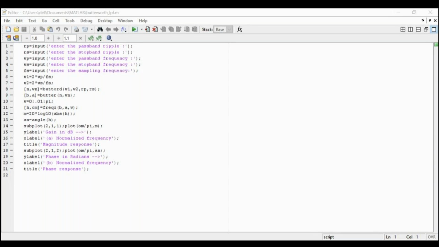Omega 1 is equal to 2 times omega p by Fs, omega 2 is equal to 2 times omega s by Fs. These are called the normalized pass band and stop band frequencies respectively. Why are you normalizing it? You are normalizing it because you have to give values in the range of 0 to 1. The ranges must be defined from 0 to 1. That's why you are normalizing.